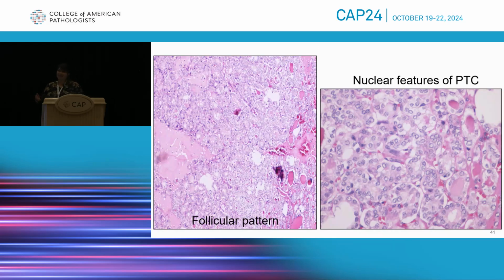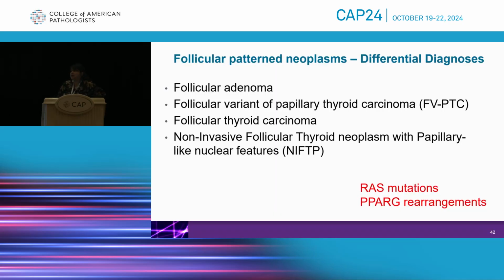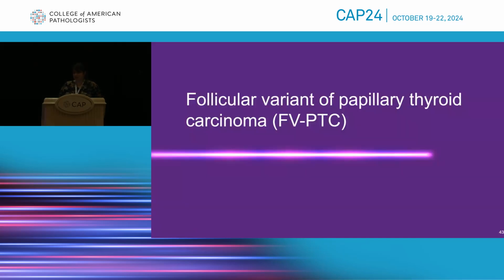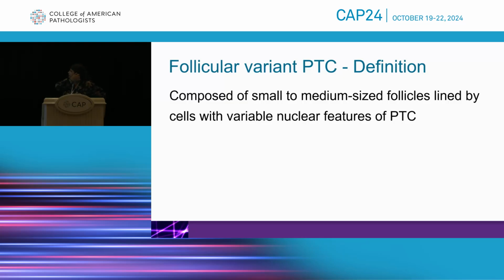And I'm already giving you my clues in high magnification pictures, and you can appreciate that you have nuclear features of papillary thyroid carcinoma here. And hopefully in your diagnostic checklist, you correctly identified this lesion as a follicular variant of papillary thyroid carcinoma. So follicular variant of papillary thyroid carcinoma is a lesion that has a follicular pattern, is composed of small to medium-sized follicles, and has variable nuclear features of papillary thyroid carcinoma.